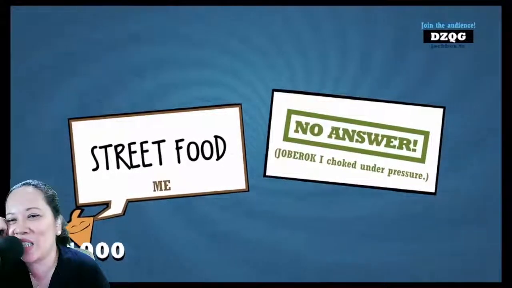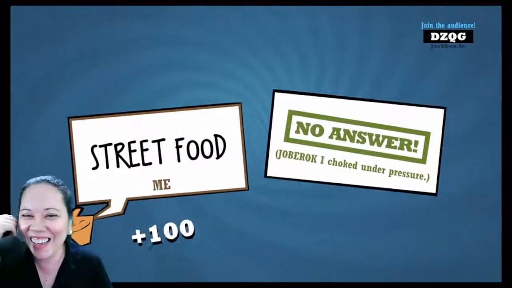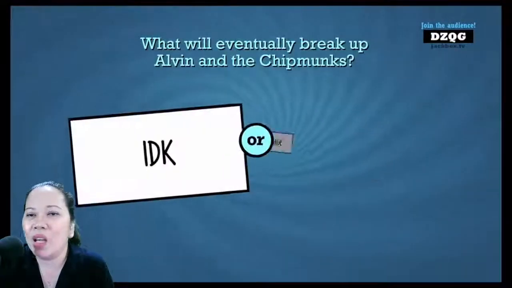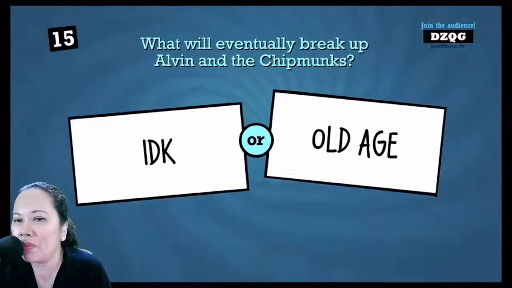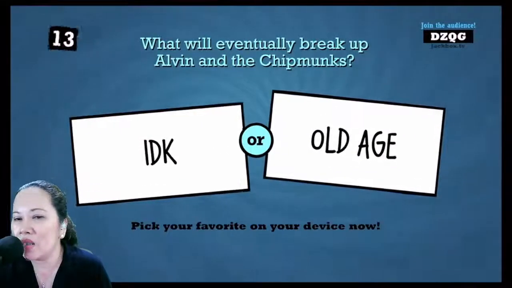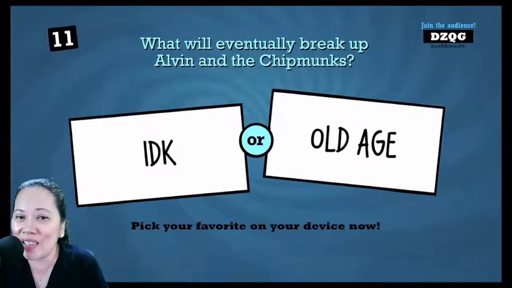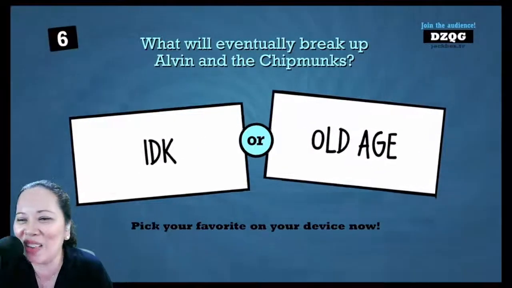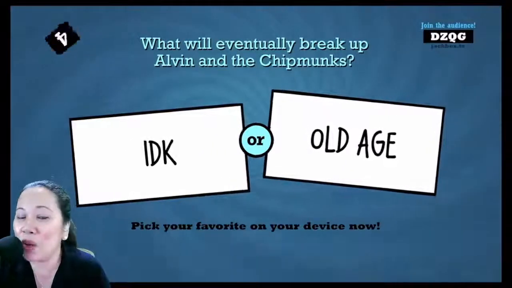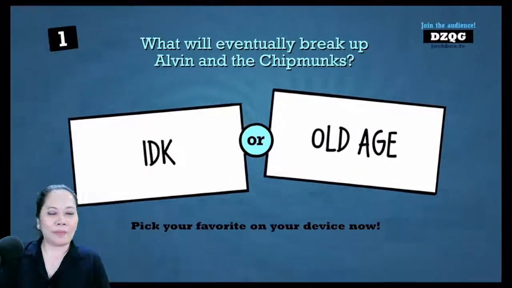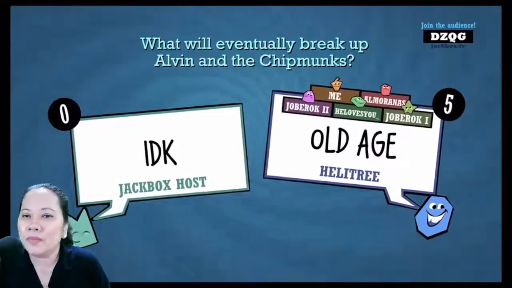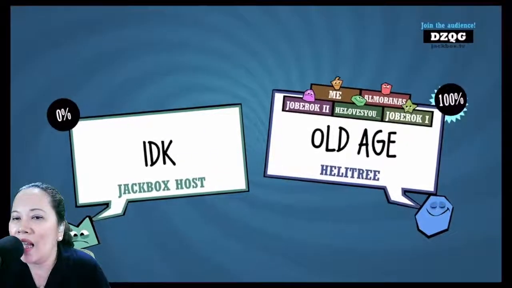I choke under pressure. Sorry about that, Jobarok. And next, what will eventually break up Alvin and the Chipmunks? It's voting time. Old age. Nice answer. Someone is constantly saying, I don't know, I don't know. Old age, probably old age. Well done, old age. Hell of a tree.